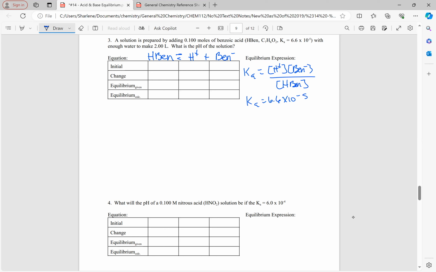All right, what do I know? A solution is made by adding 0.1 moles of benzoic acid with enough water. Okay, so I have to be in molarity. So 0.1 divided by 2, I'm going to do that little calculation right here. It should be half, so it should be 0.0500 molar. It doesn't say I added anything, so those are zeros, x, x.